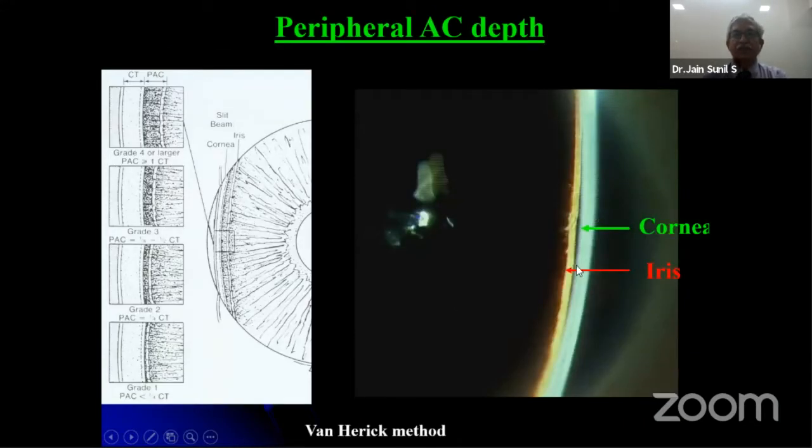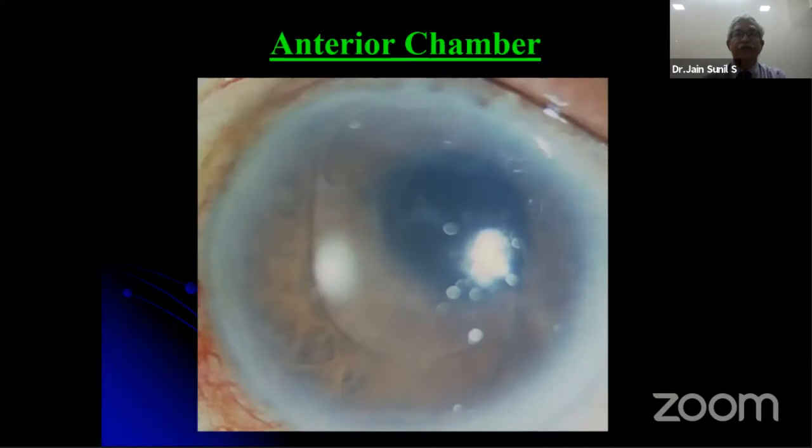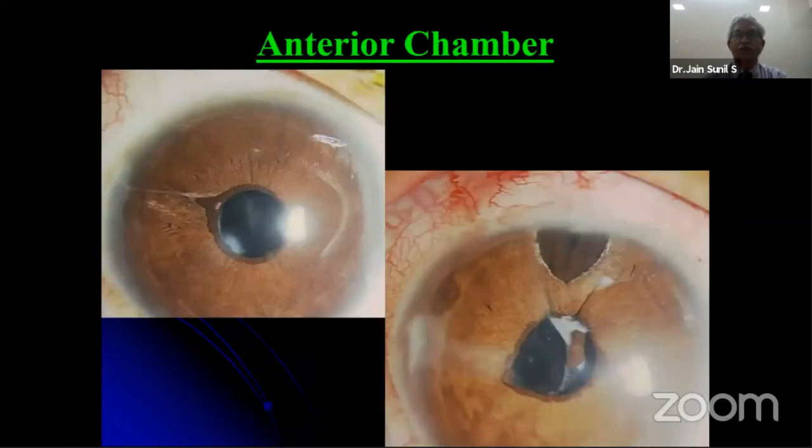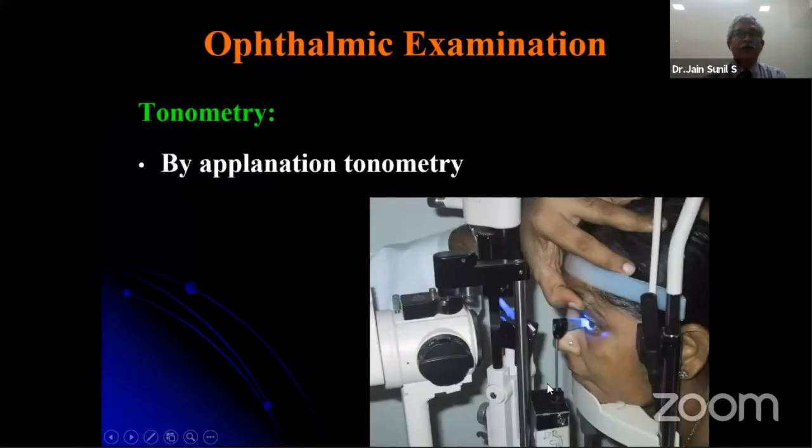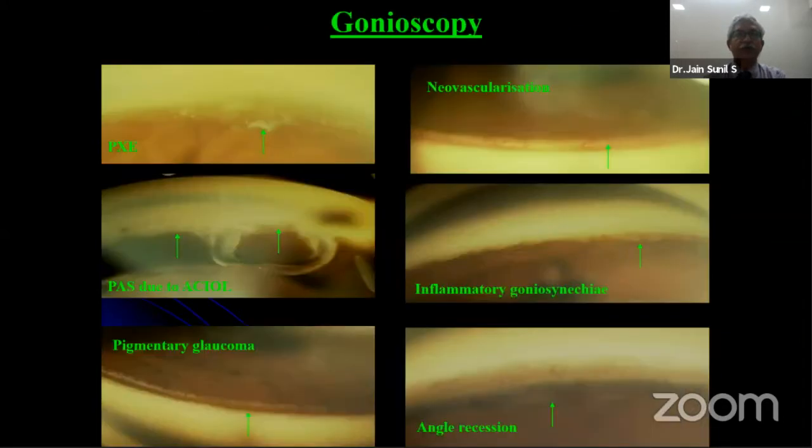Always use the Van Herick method to determine your peripheral anterior chamber depth. If the peripheral anterior chamber depth is less than a quarter of the thickness of the cornea, it indicates gonioscopy, which is mandatory. Anterior chamber lenses basically can cause secondary glaucomas. You could have vitreous in the anterior chamber, causing again a secondary glaucoma. Pressure has to be determined by applanation tonometry.